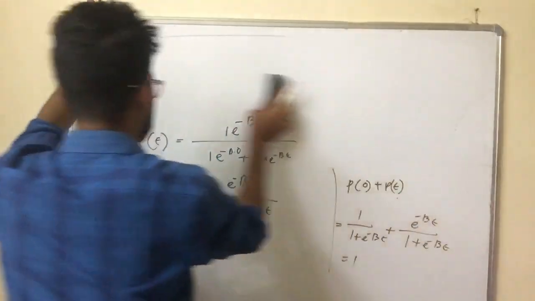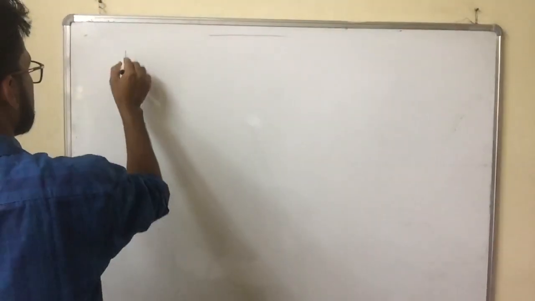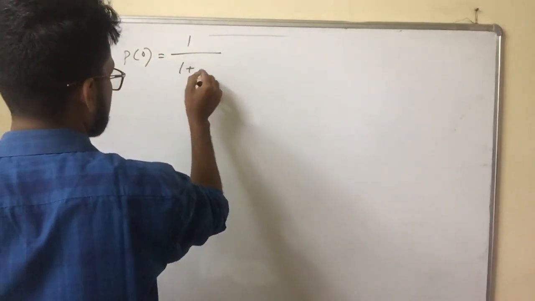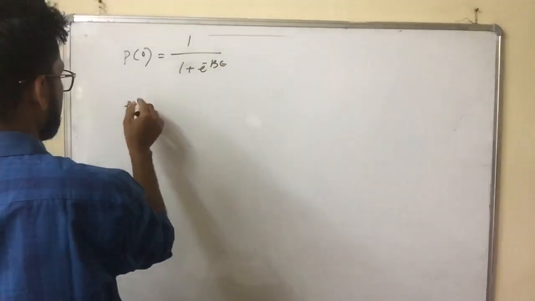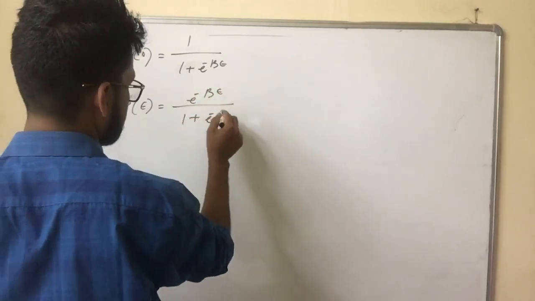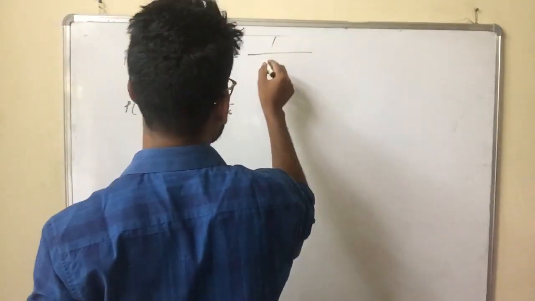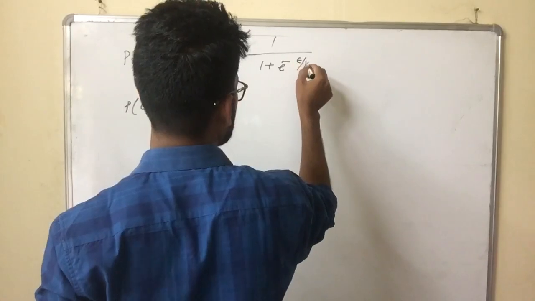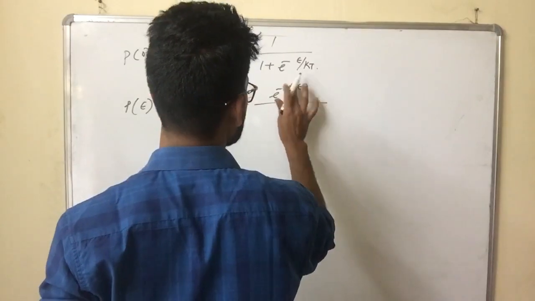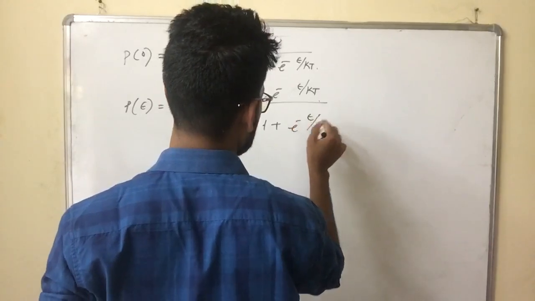This is the answer. So now the question is that we are getting two probabilities. P0 is equal to 1 by 1 plus e to the minus beta e, and PE is equal to e to the minus beta e over 1 plus e to the minus beta e. Okay, so I can simplify this as 1 by 1 plus e to the minus e by kT, and PE as e to the minus e by kT over 1 plus e to the minus e by kT.